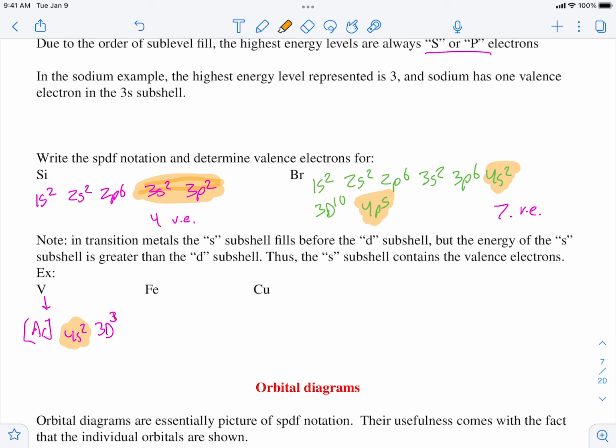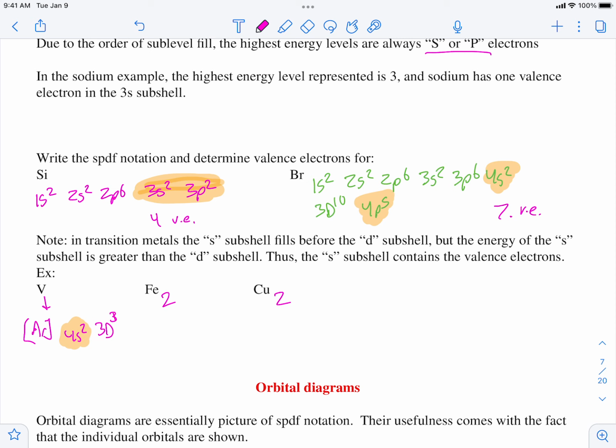If I ask you the same question for iron and for copper. Iron is 4s2, 3d6. Copper is 4s2, 3d9. You're increasing the electrons in the D subshell, yes, but the 3d subshell is not the highest subshell. The highest subshell is 4s. Therefore, how many valence electrons are in iron? 2. Copper? 2. Nickel? 2. Manganese? Do you get the idea?